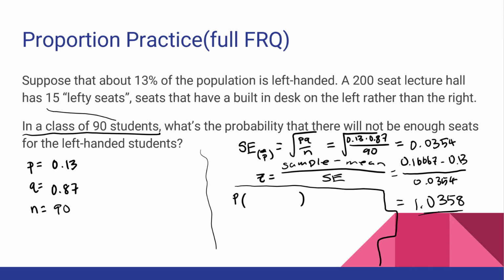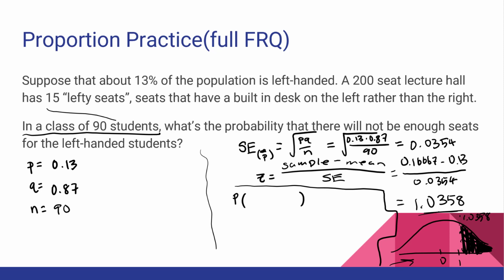So now we need to know how this relates to the normal model. Drawing it out, we get something like this. Here's our normal model, and we have flagged our 1.0358. So that is our tipping point. That means if the proportion of left-handed people goes any higher, we won't have enough seats for them. So that is all of the area up here. This is what we're interested in, and this is what we're going to calculate.